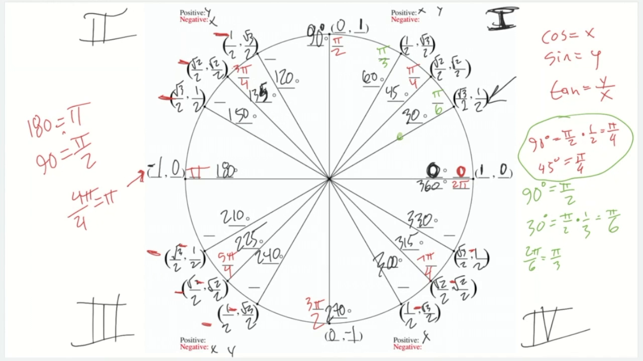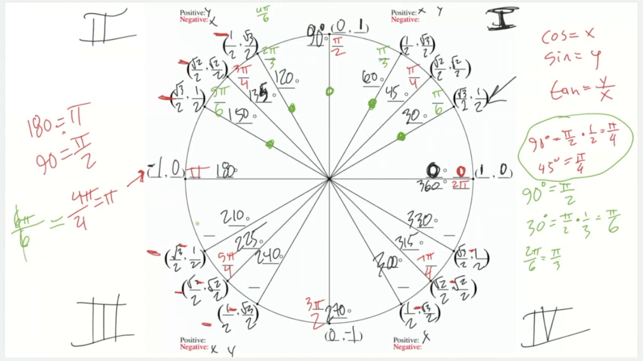So we have 1 pi over 6, 2 pi over 6, 3 pi over 6, 4 pi over 6. If we reduce that, isn't that 2 pi over 3? And then go another 30 degrees. So you have 1, 2, 3, 4, 5. That's 5 pi's over 6, which means that here we'll get 6 pi's over 6. You see that? That's going to give us 180, which is pi.